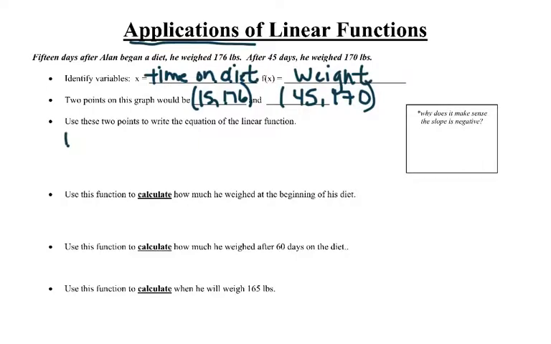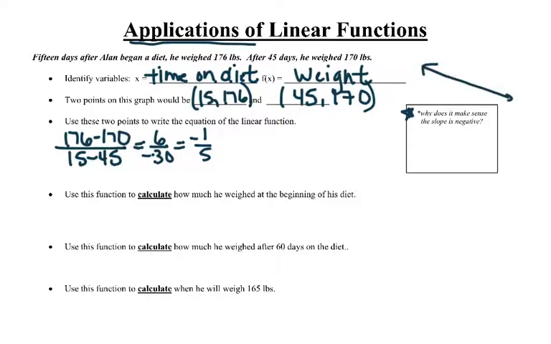How do I write the equation of the line? Well, what do I need? Right, I need the slope. So 6 out of negative 30, so negative 1/5. Why does it make sense that the slope is negative? Right, he's losing weight. As time goes on, he's weighing less and less.